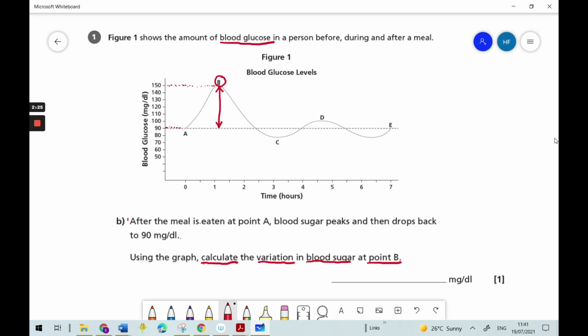So the calculation we need to do would be 150 minus 90, which equals 60. So the answer is 60 milligrams per decilitre, and that's worth 1 mark.